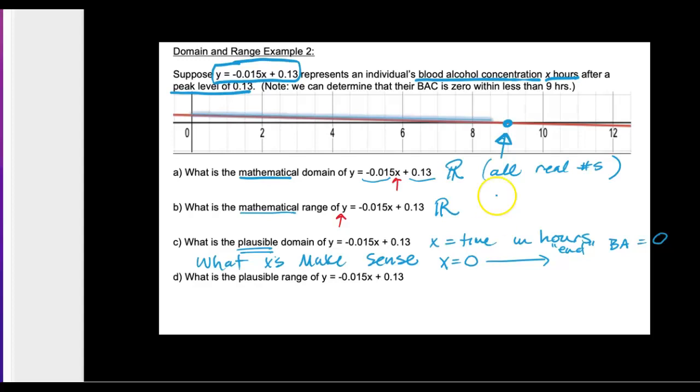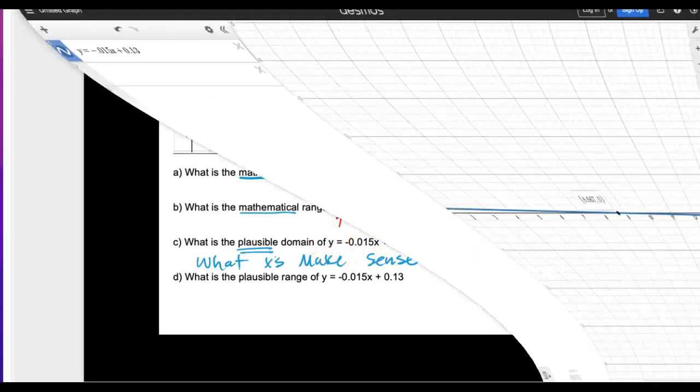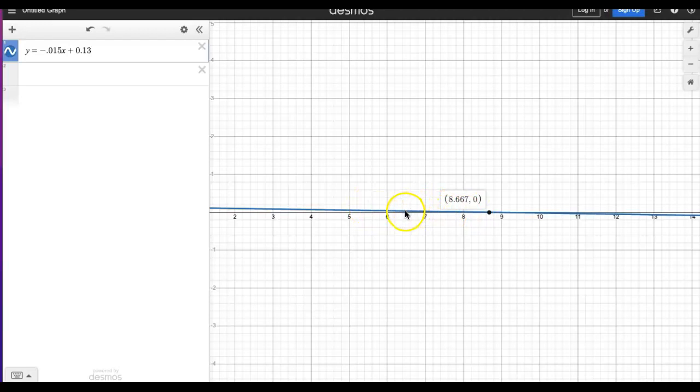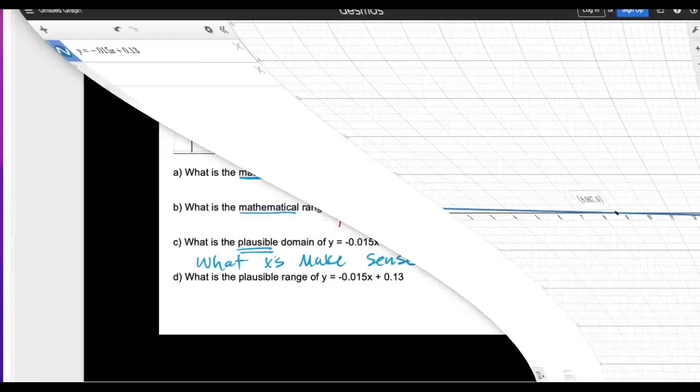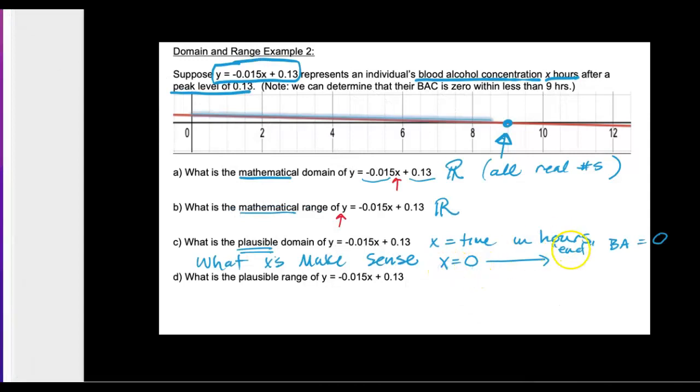We can find the x-intercept algebraically by plugging in 0 for y and solving for x, or I can just go to Desmos and use my cursor to move along until that y value is 0. And you can see that at 8.667, we have a y value of 0. So at time 8.667, a little bit more than 8 hours, almost to 9 hours, we have a blood alcohol level of 0. So it makes sense to look at time from 0 to 8.67 hours.